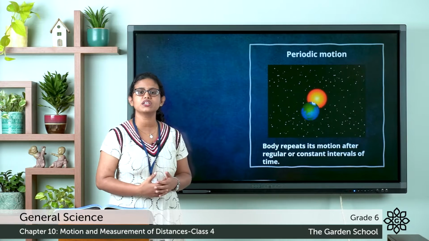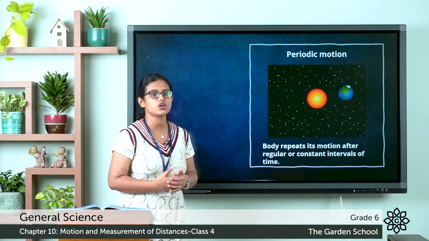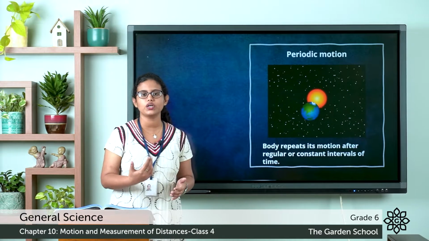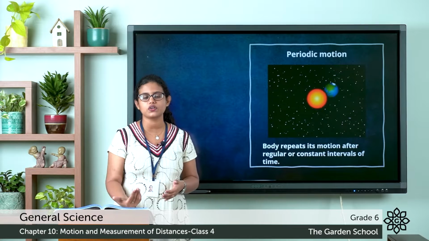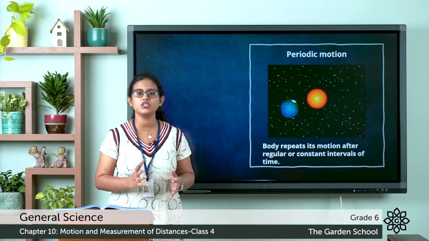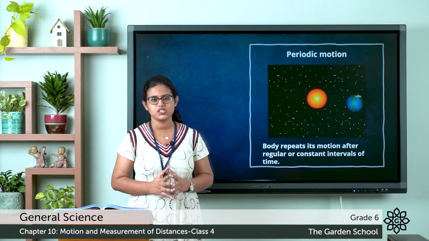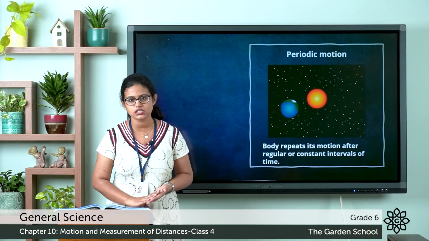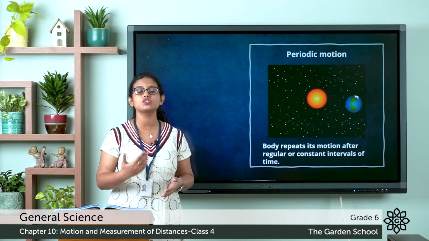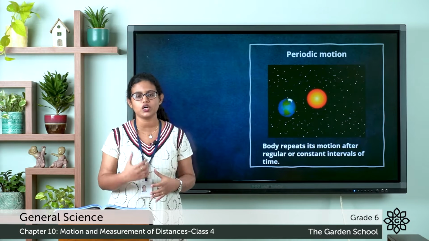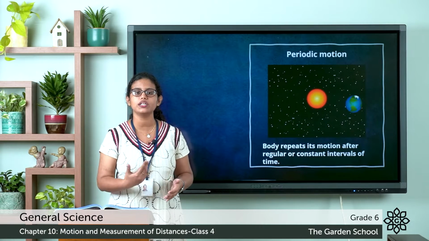So what is periodic motion? When a body repeats its motion after regular or constant intervals of time, it is said to be periodic motion. It is a type of motion that repeats after regular intervals of time. Let's take the example of the revolution of Earth. That is an example of periodic motion. We all know that the Earth takes 365 days and 6 hours to complete one revolution around the Sun. The time period, or the time duration, is fixed. So it is said to be a periodic motion.